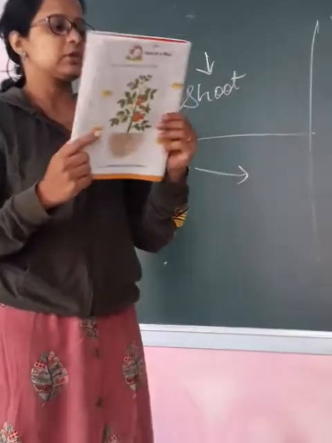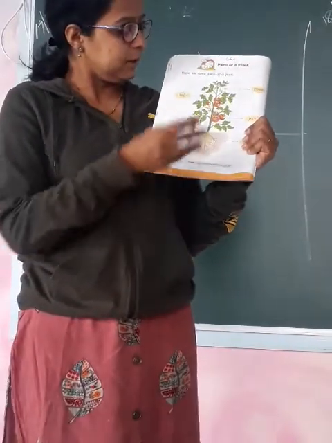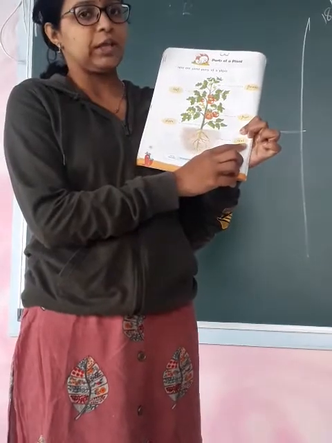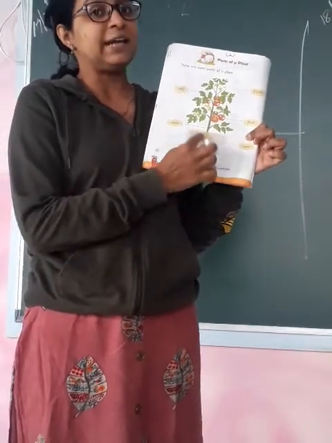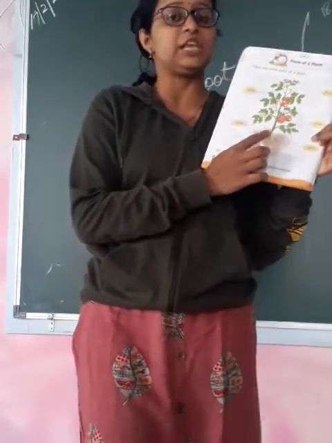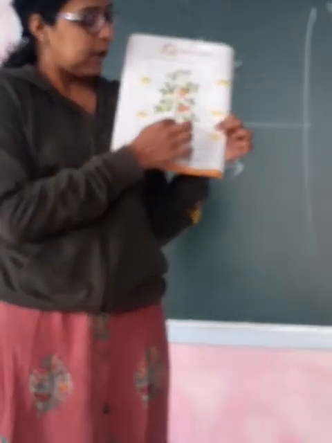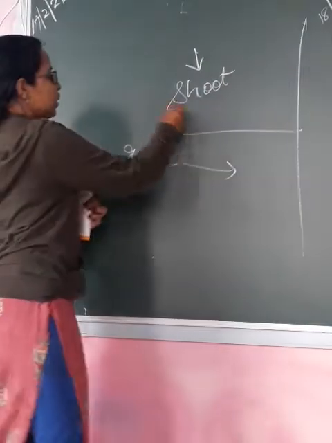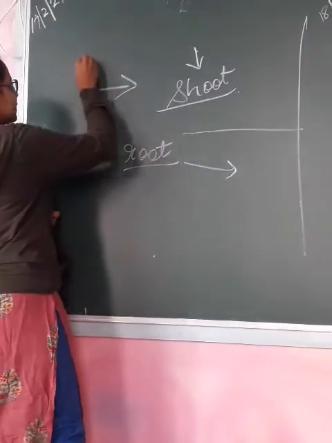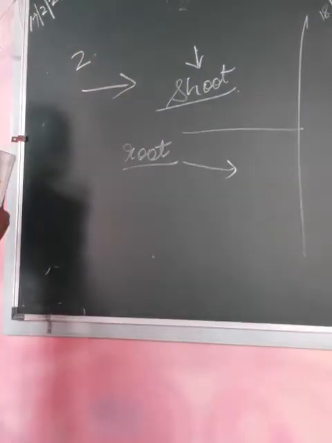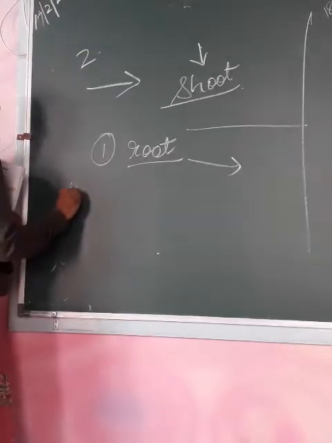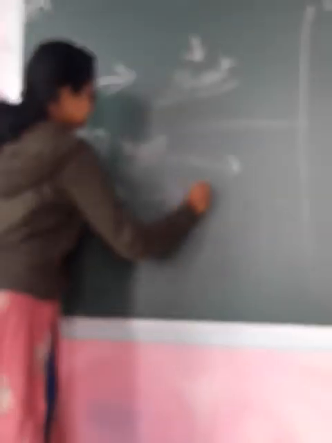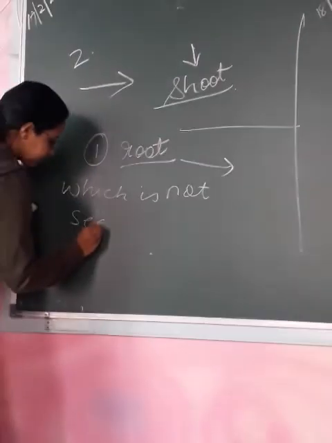Okay. So now we read out the parts of the plant. The first one is root, which is under the ground, and is not visible. And the part of the plant which is seen is called shoot. How many types of parts of plant are there? Two. One is the root, which is not seen by us. Okay.